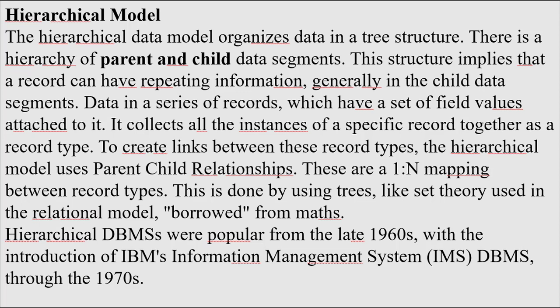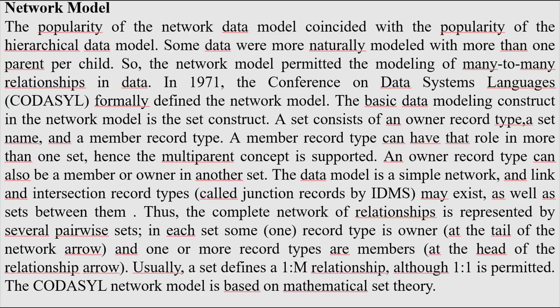To create links between these record types, the hierarchical model uses parent-child relationships. These are one-to-many mappings between record types. This is done by using trees, like set theory used in the relational model. Hierarchical DBMS were popular from the late 1960s, with the introduction of IBM's Information Management System DBMS, through the 1970s.